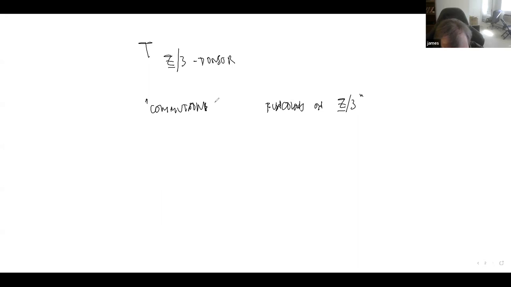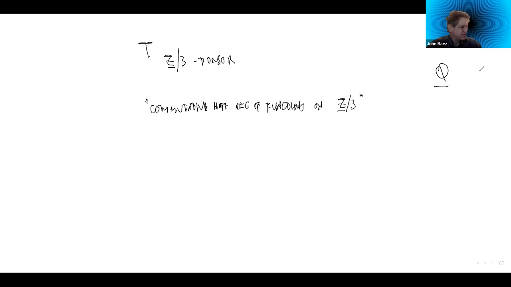Okay. Commutative Hopf algebra of functions on Z mod 3. But this is kind of implying that we have a base ring or base field that we're working over here, which for the moment, let's take to be the rational field. It's possible we might have to make it be the integers at some point, but for the moment, let's make it be the rational field. So I think this makes sense. Yeah, the commutative Hopf algebra over the rationals of rational valued functions on Z mod 3.